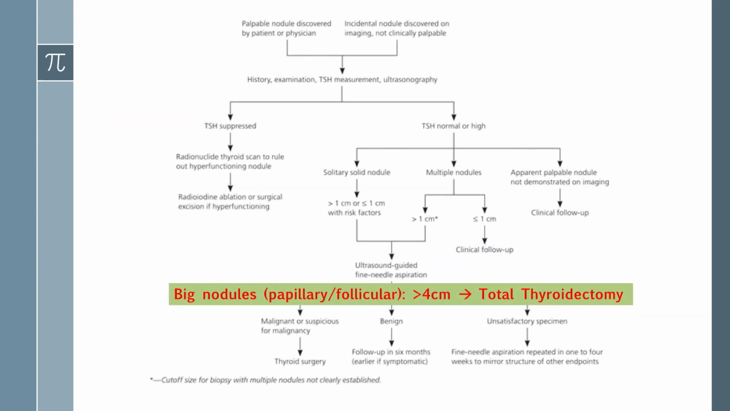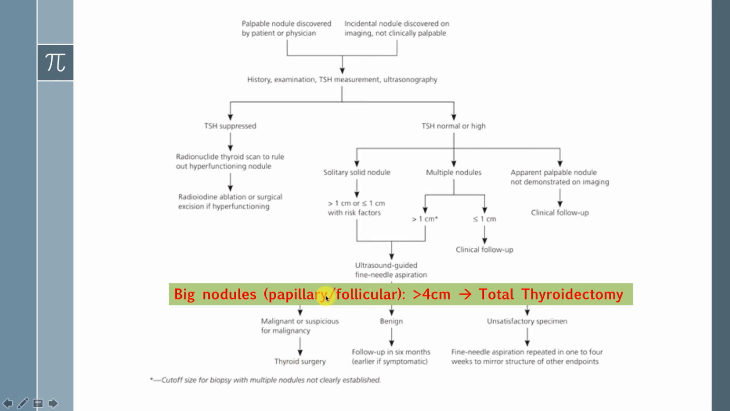All right? And then this is the algorithm that you want to go over. So again, measure the TSH. That's your first test. If it's suppressed, that means it's hyperfunctioning. You do a scan. If it's normal, you're worried it's the cancer. You look at the size, you biopsy it with an ultrasound, and you do a surgery or you follow them up. Now, I know you're going to read a lot of books where they discuss different types of results from an FNA. But essentially for the exam, you need to know if it shows malignancy or suspicious for malignancy, you go to the OR. If it says unsatisfactory or not enough sample, just go take another FNA. All right? So just don't overcomplicate it for yourself.